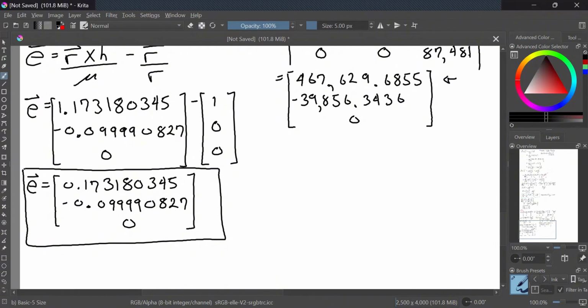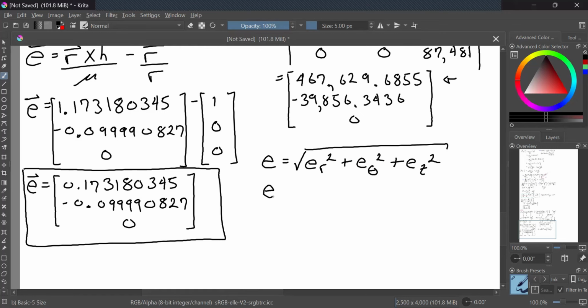But while we're here, I think we got a little bit of time left. Let's also take a look at the scalar of eccentricity, which is just going to be the square root of e sub r squared plus e sub theta squared plus e sub z squared. And I'm writing it out like that because I don't want to have to write all of these digits again if I don't have to. And if we're willing to round it, 0.2. There we go. It's almost as if I've picked that number specifically. All right, so we have eccentricity.